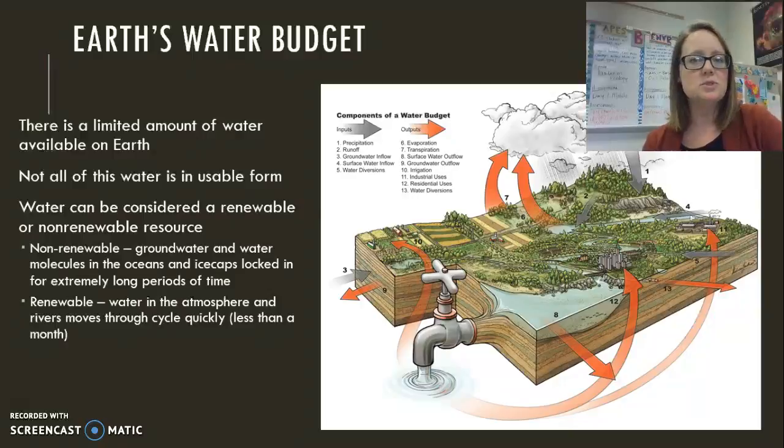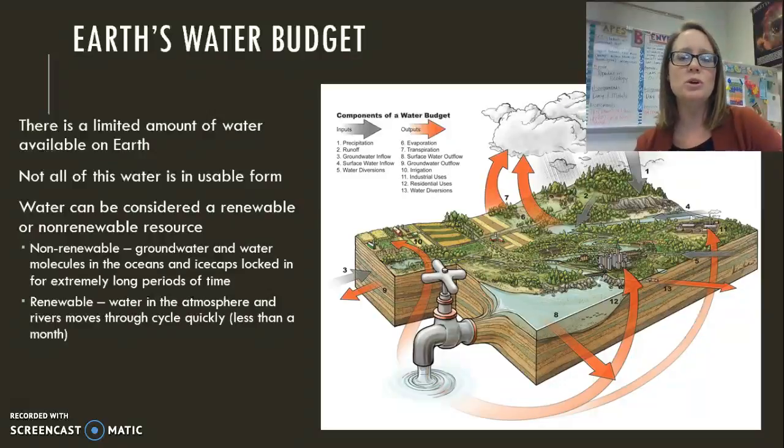However, we do have some sources of water that can be considered non-renewable. Water molecules that are in the ocean, especially deep oceans, and then ice caps, are locked in for extremely long periods of time. Groundwater is one of those that can go either way. If we're using it sustainably, it can be renewable, but many of our aquifers are being depleted because we are using it faster than it can be recharged, so our groundwater sources are quickly becoming non-renewable.